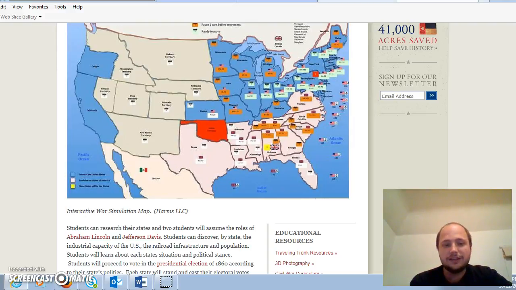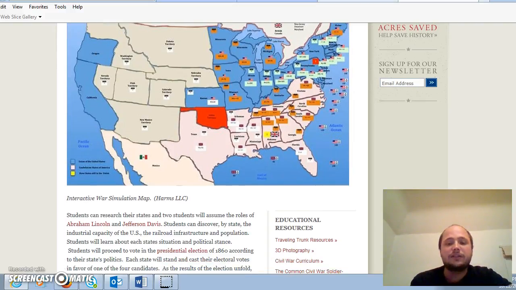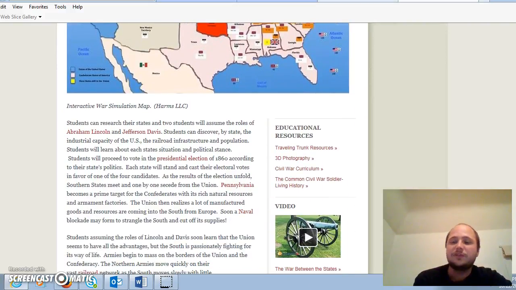Students do get to be Abraham Lincoln. You'd have an Abraham Lincoln. You'd have a Jefferson Davis. They would get to proceed in the vote of the presidential election in the 1860s. So they would take a lot of those important things that happened, and a lot of those important things that you want to teach, and they would incorporate them into that.